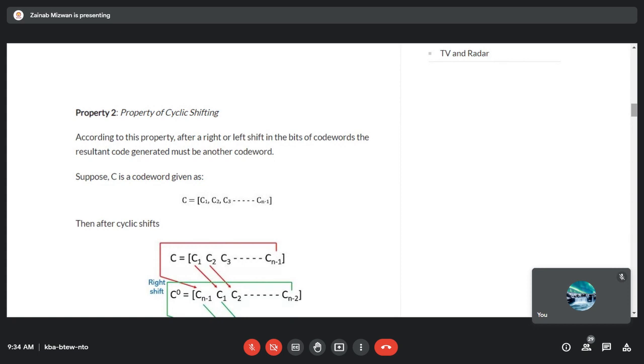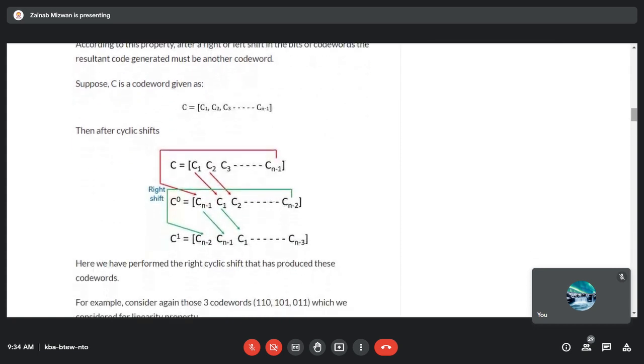So you can see over here C is given as a code word. C equals C1, C2, C3 till Cn minus 1. Then after a cyclic shift, you can see a shift has been done over here. What type of shift is it? The bits are being shifted from left to right, so we call it the right shift.